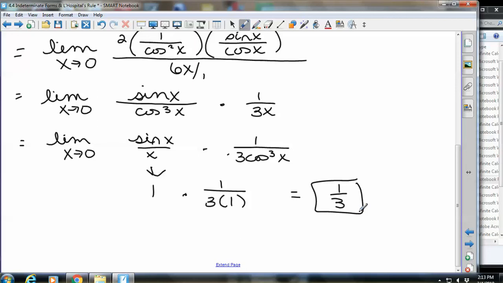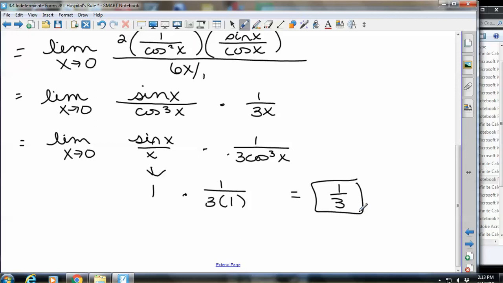If we had done L'Hopital's again, we would have got there, but it was going to get really ugly in a hurry. So sometimes, especially when you're dealing with trig functions, the more you do the derivative, the worse it's going to get. So if there's another option, like sine x over x, that can save you some time.